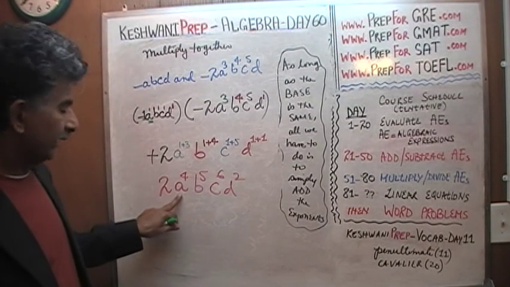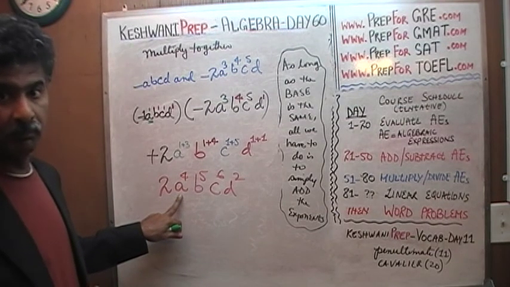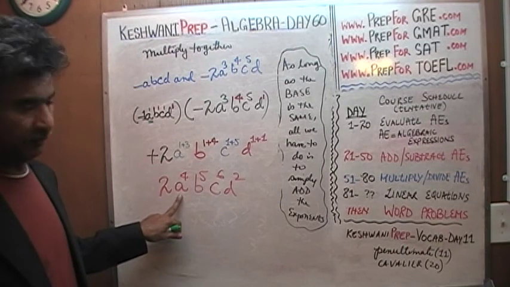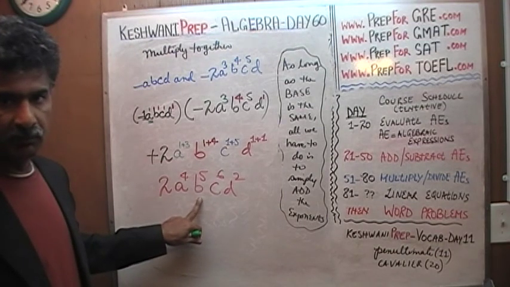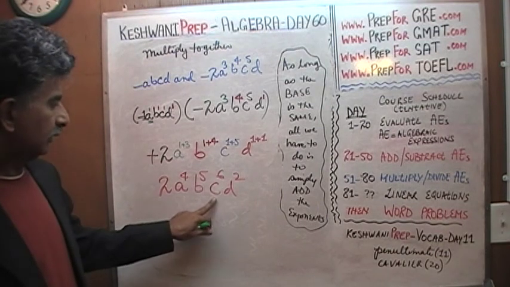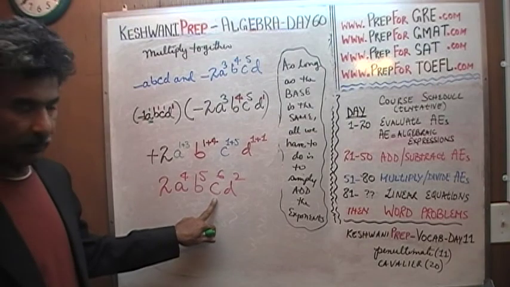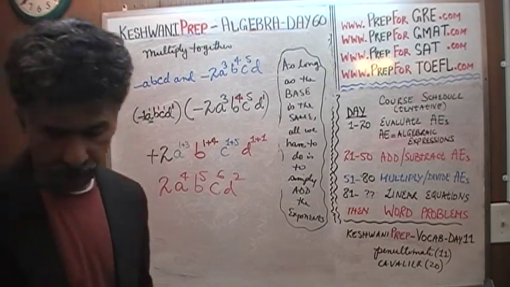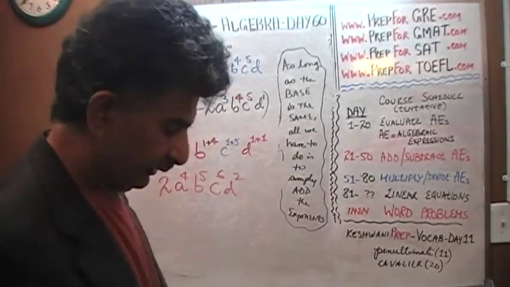This is read 2 a to the fourth, as in a to the fourth power. Nobody bothers to say the word power. b to the fifth, again b to the fifth power. c to the sixth power, and then d squared. That's your answer. That was the answer for today.